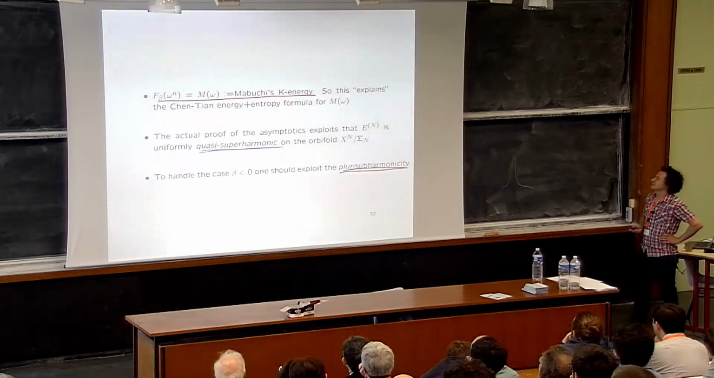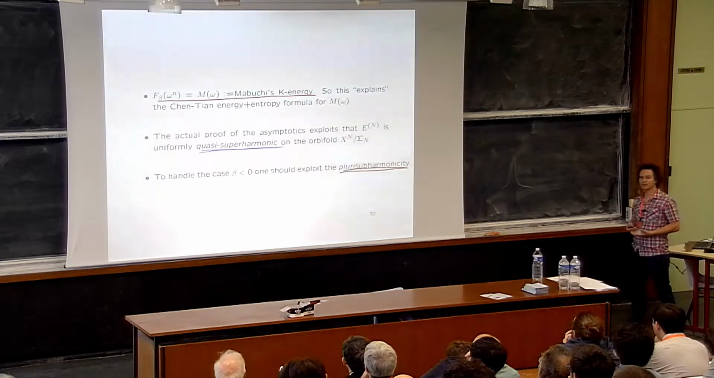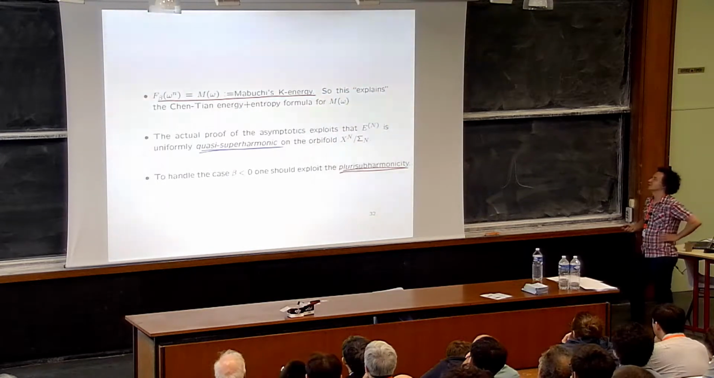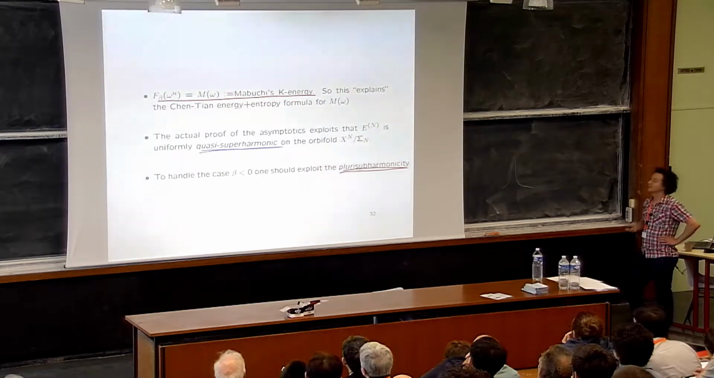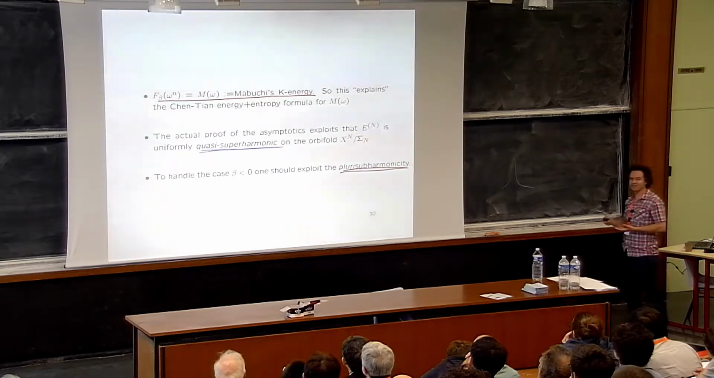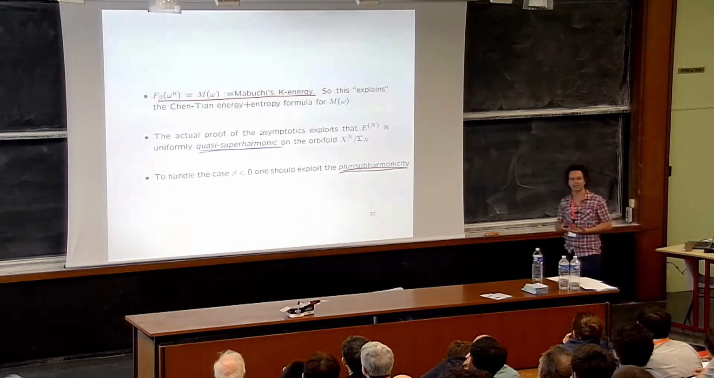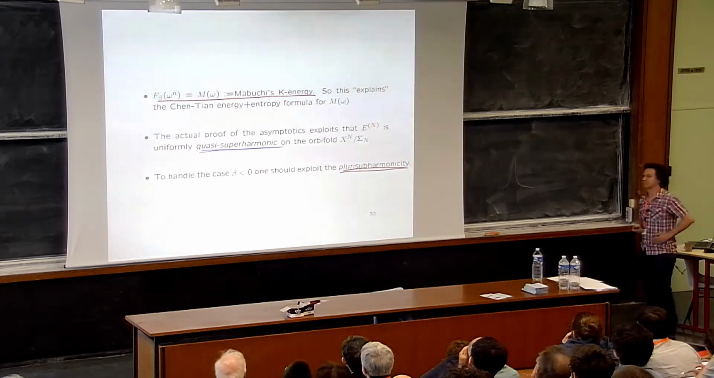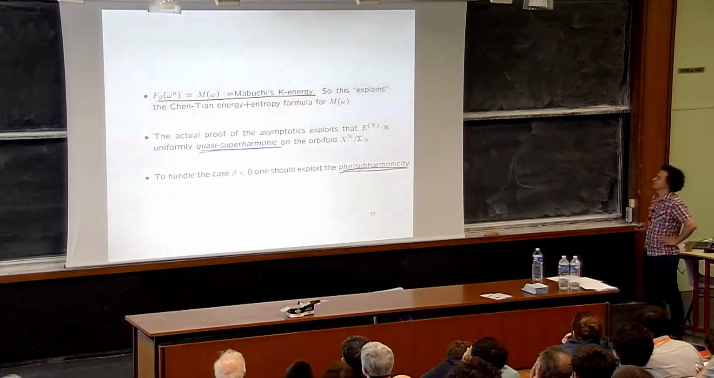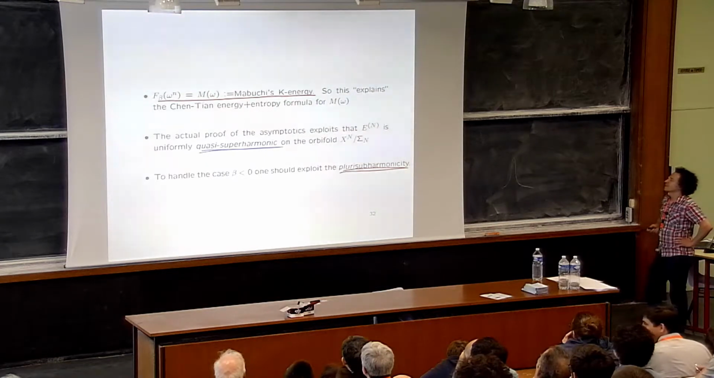And then it turns out that you can see by doing some explicit calculation that this is really just the K energy in disguise. I mean, if you write the measure mu as a volume form of a Kähler metric, what you see is Mabuchi's K energy here. So somehow this explains the Chen-Tian formula for the K energy. It's an energy plus entropy contribution. I think it gives some sort of microscopic explanation of that.